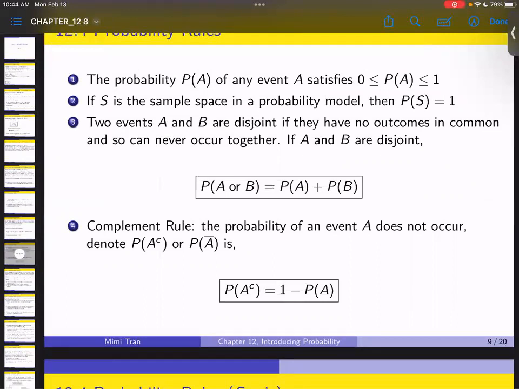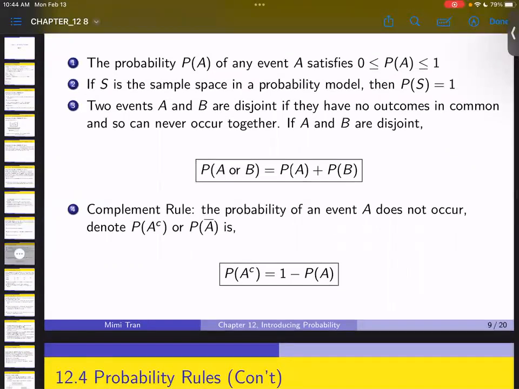Right? The first one is the addition rule for disjoint, for mutually exclusive events. What is mutually exclusive event or disjoint mean? What does that mean? In the sense that you understand. Can someone tell me what do you mean by disjoint events? Yeah, what does that mean? In the sense that you understand it.